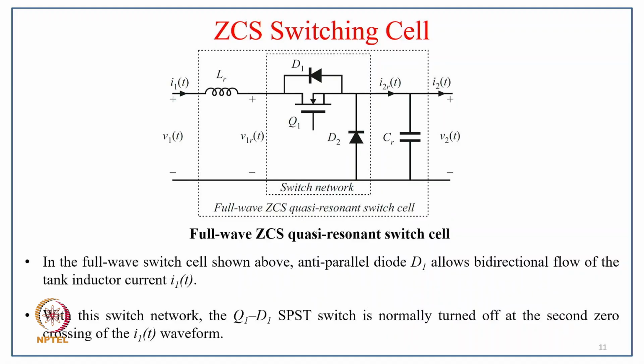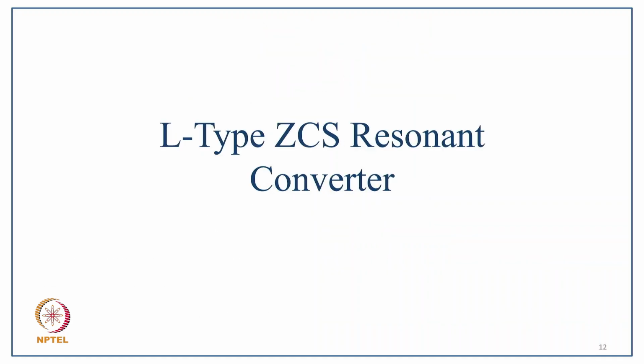And in case of full wave, you can just see here the full wave zero current switching resonant converter. So in the full wave switch cell shown above, the anti-parallel diode D1 allows the bidirectional flow of the tank inductor current I1. And with this switch network, the Q1-D1 switch is normally turned off at the second zero crossing of the I1 waveform.